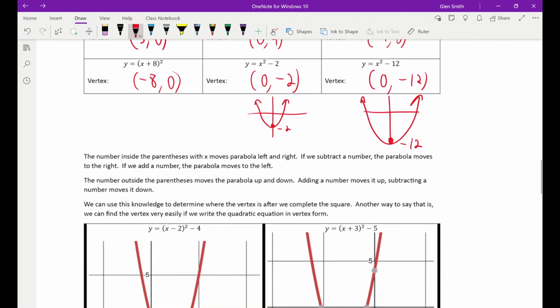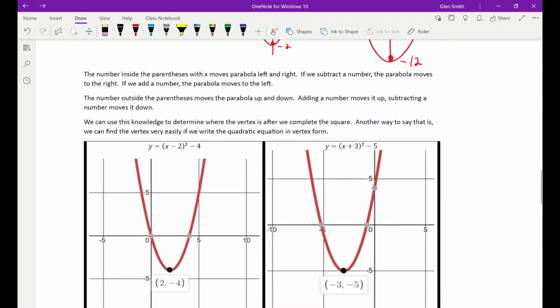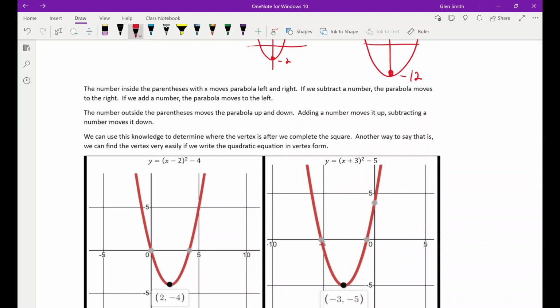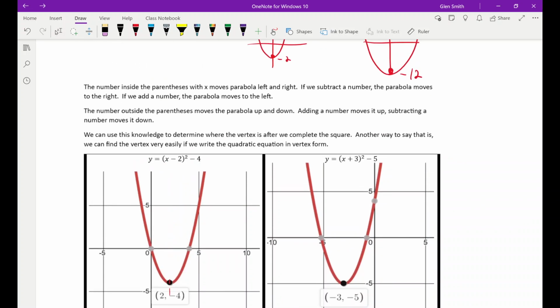Okay. And then the rest of this is just me showing you that you can put a number in the parentheses and a number out of the parentheses, and it moves it around. So when I have x minus 2 squared minus 4, I know that the vertex should be at 2 because it's moving it 2 to the right, and that's what this value is right here. That's 2. You can see the vertex is right there. And then the minus 4 is going to move it down 4, and that's exactly what we see, 2, negative 4.